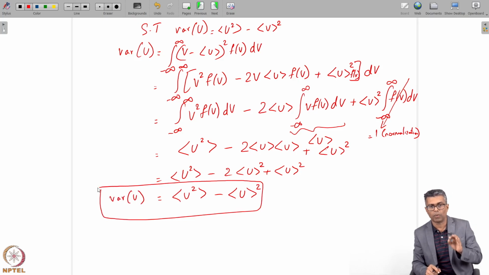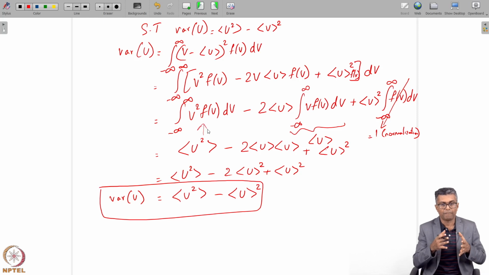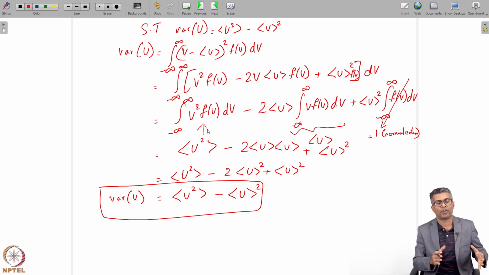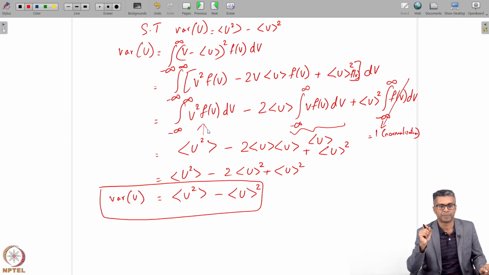Probably the only tricky thing is the term where you have v squared f of v dv. That means you are taking the mean of v squared, because any variable multiplied by its PDF and integrated gives you the mean of that. So that would be the mean of U squared. I hope this is clear. So that was problem number 4.